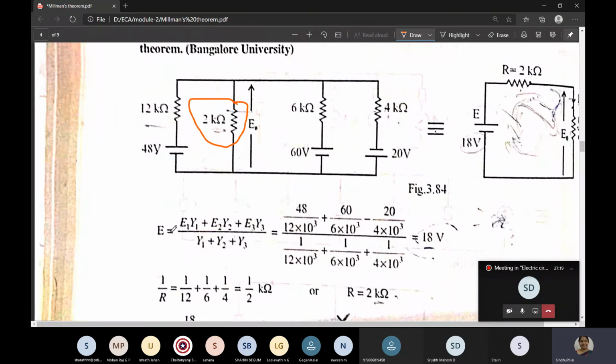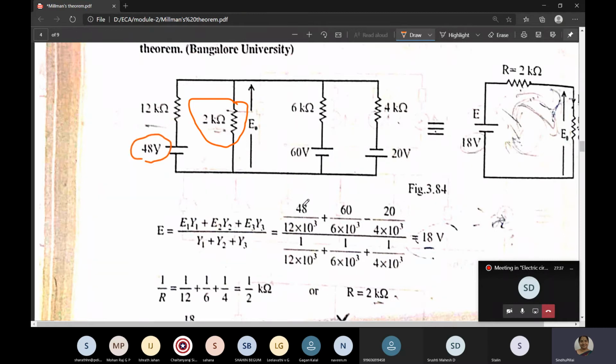The formula is E equal to E1 Y1, or you can write E1 by Z1 also. Y1 is nothing but 1 by Z1. So E1 Y1 plus E2 Y2 plus E3 Y3 divided by Y1 plus Y2 plus Y3 is the formula. So how much is E1? Take this as E1.